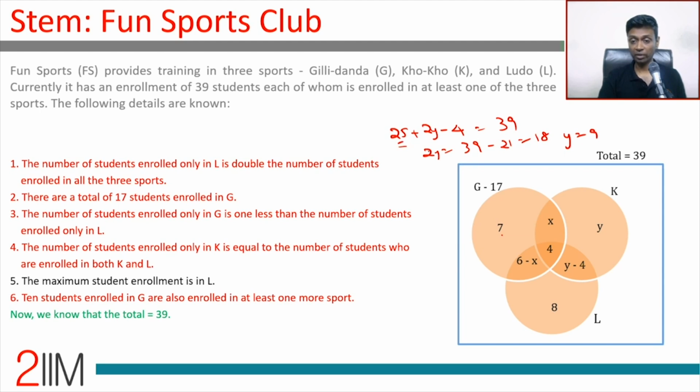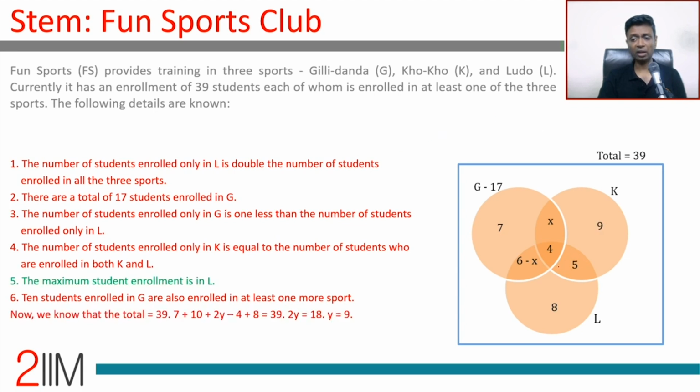How did we get 25? 7 plus 10, 17 plus 8, 25, plus Y minus 4 plus Y is 39, or Y is 9. This is 9 and this is 5. Fine. Wonderful. We've got this far. We filled in every number possible. We have only one constraint that we have not accounted for, which is that the maximum student enrollment is in L.